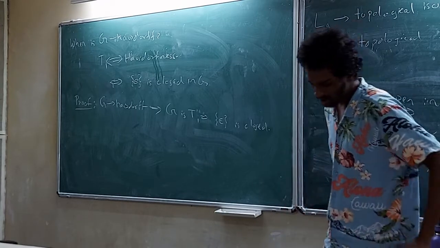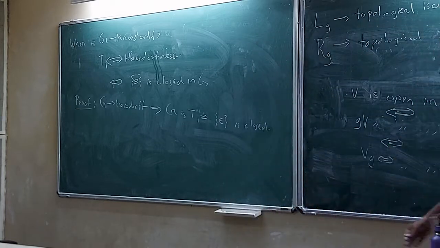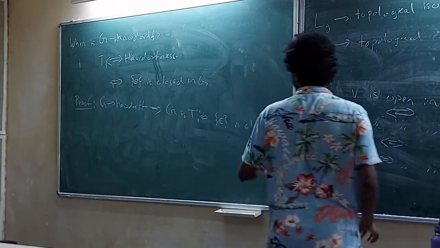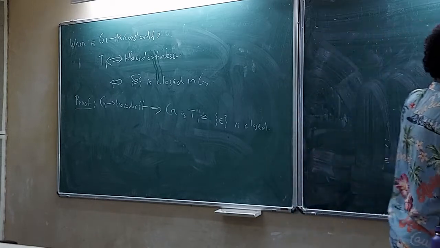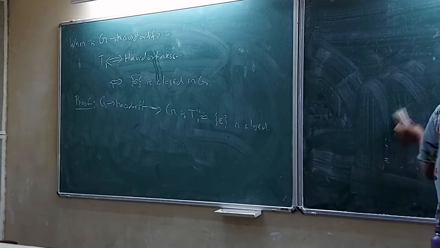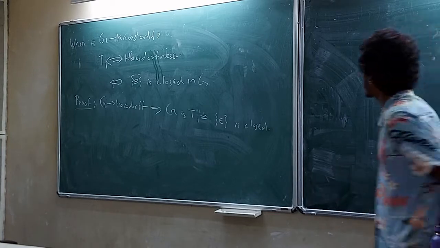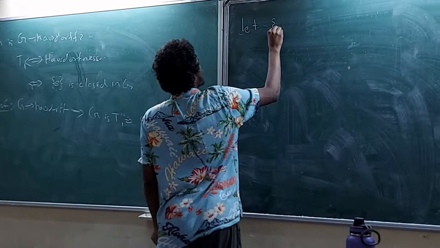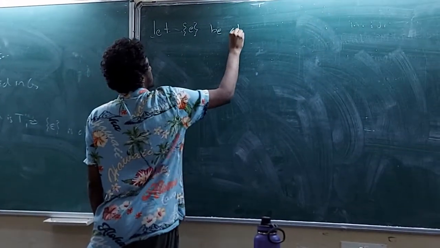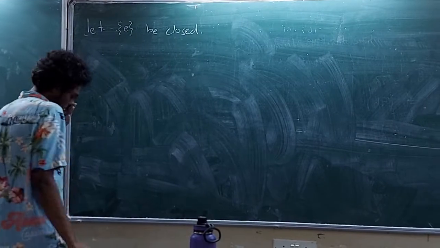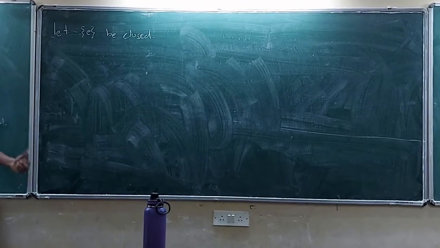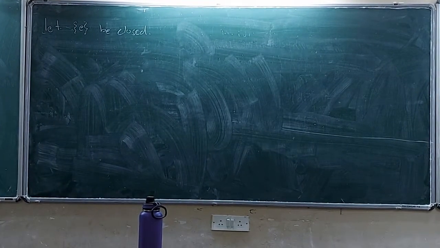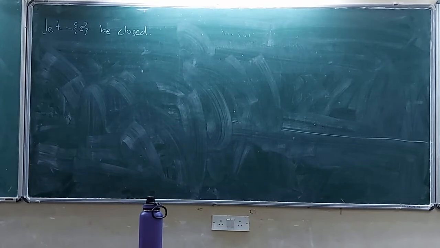Now for the converse, we start with the assumption that E is closed, and we will go on to prove that G is in fact Hausdorff. So let E be closed. You can already see E closed implies T1. Why? Because right action by G was a homeomorphism, a topological isomorphism.